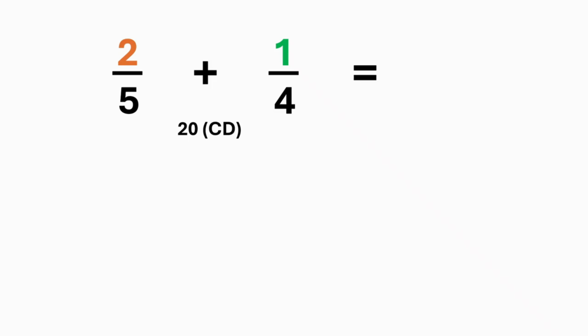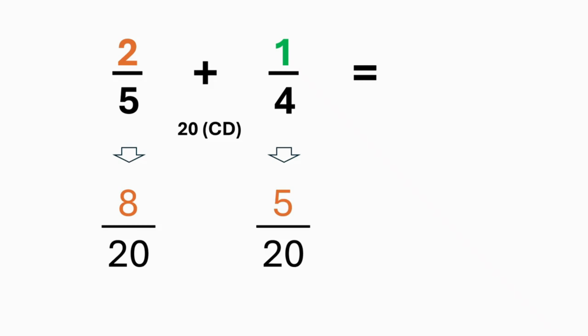Secondly, change to equivalent fractions. 2/5 becomes 8/20. 1/4 becomes 5/20. Lastly, add the like fractions. 8/20 plus 5/20 equals 13/20.